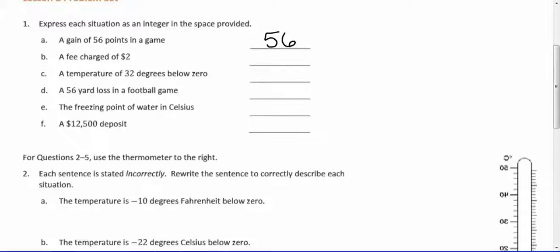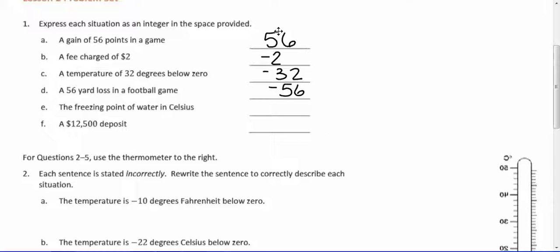Okay, 2. I think you're reading the dollar sign there. That's a dollar sign, okay? So negative 2. A temp of 32 degrees below 0. Sophia. Negative 32. Very good. A 56-yard loss in a football game. Cadence. Negative 56. Very good.